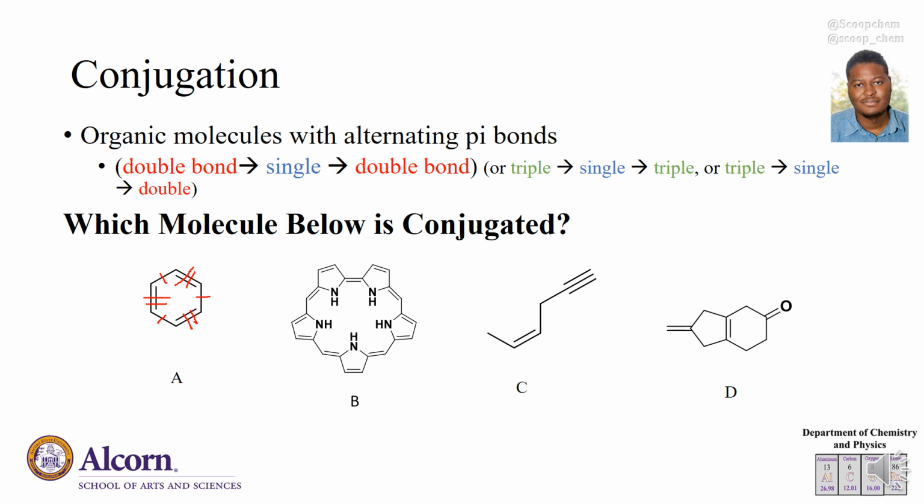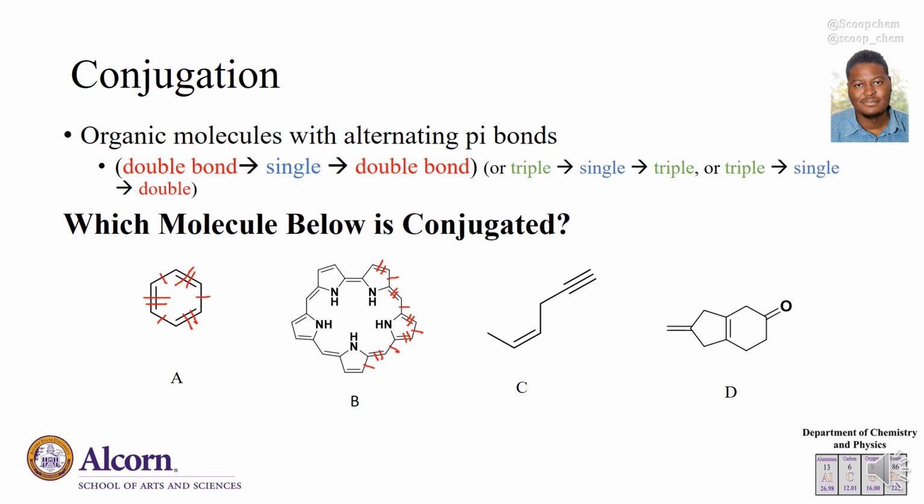If I take a look at molecule B, I see a double bond, a single, a double bond, a single, a double bond, a single, a double bond, single, double bond, single. And if you go through this whole molecule again, I would see that same scenario. Double bond, single, right? So molecule B looks to be conjugated.